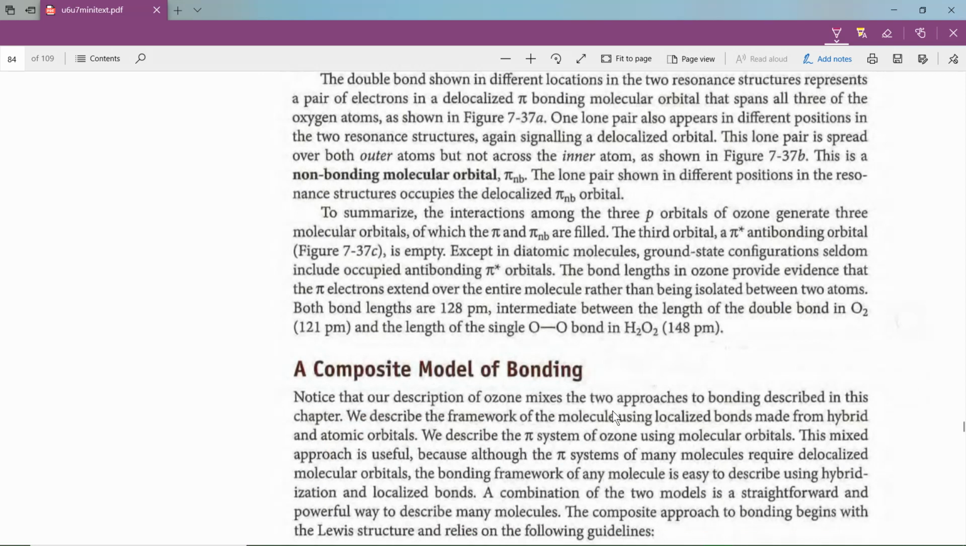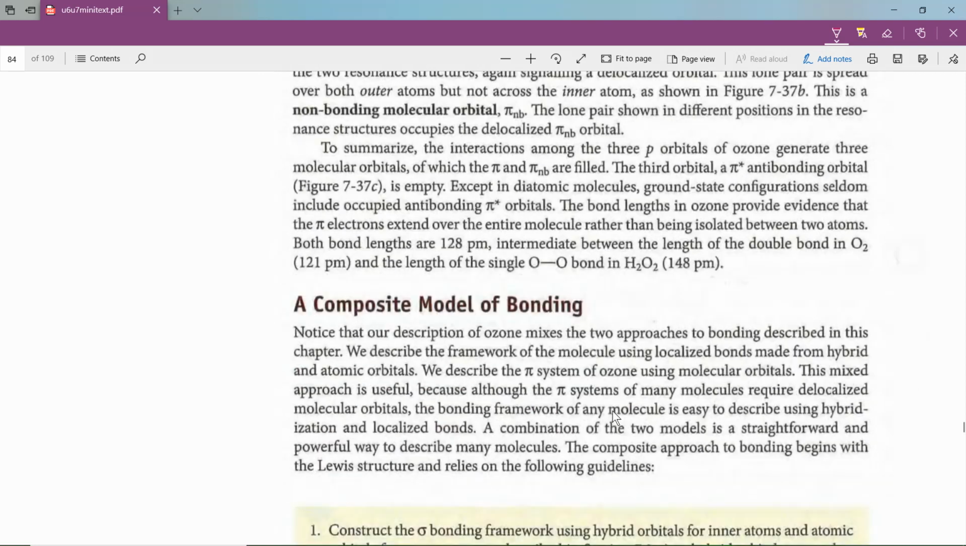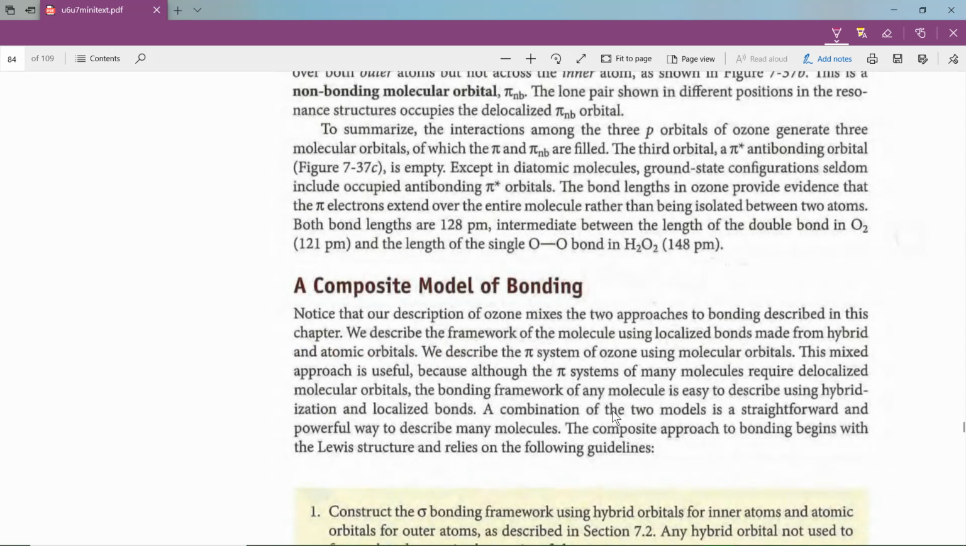And let's just summarize. The interactions among the three p orbitals of ozone generate three molecular orbitals, of which the pi and pi non-bonding are filled, and the pi star anti-bonding is empty. And the bond length in ozone provides evidence that the pi electrons extend over the entire molecule rather than being isolated between the two atoms. Bond lengths are around 128 picometers, so it's in between a double bond in O2 and a single bond typically in H2O2. So therefore you're extending between a single and a double bond.